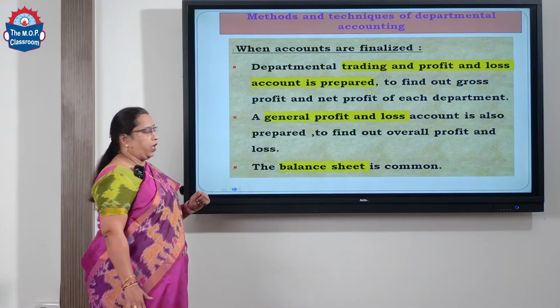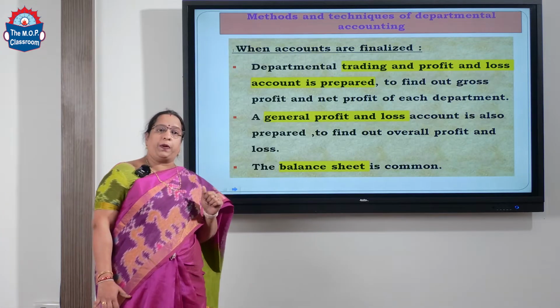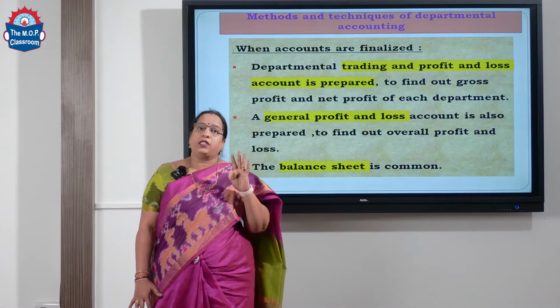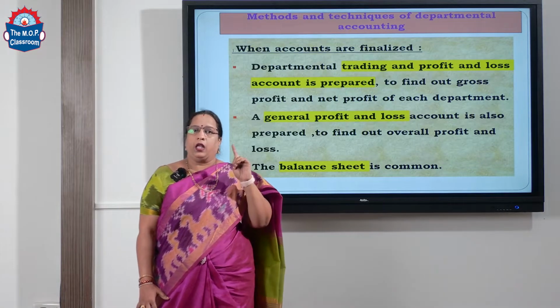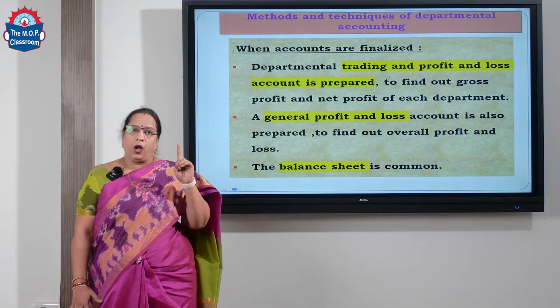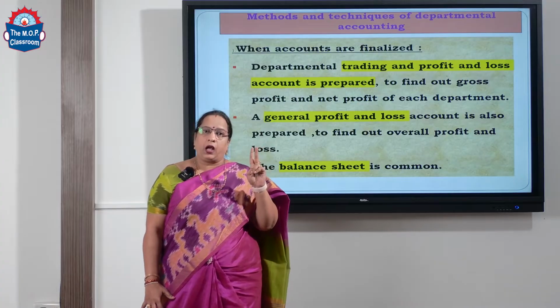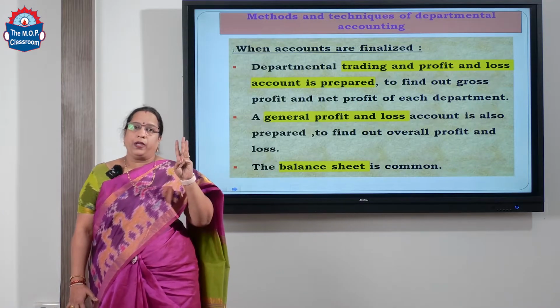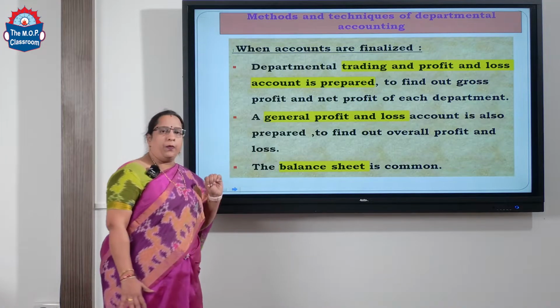Next one is, okay, how do we finalize the departmental accounting? There are 4 steps involved in departmental accounting. The first step is your trading account. The second step is your P&L account. The third step is your general P&L account. And the fourth step is your balance sheet.